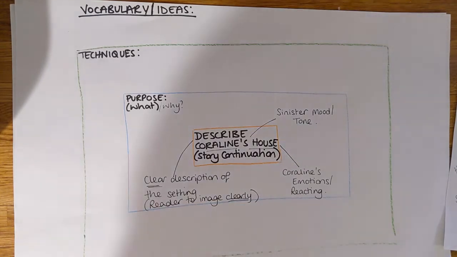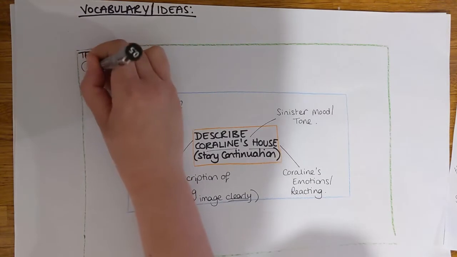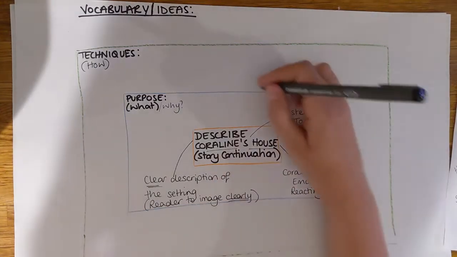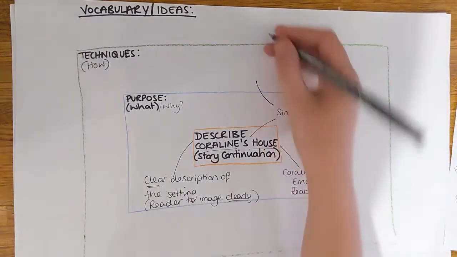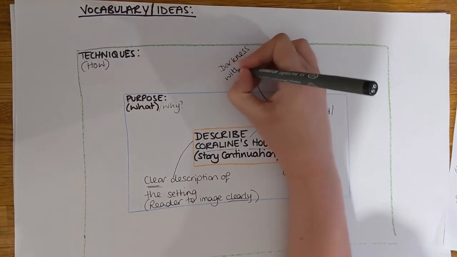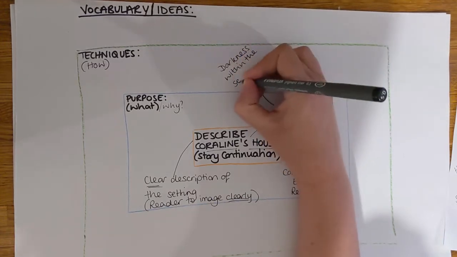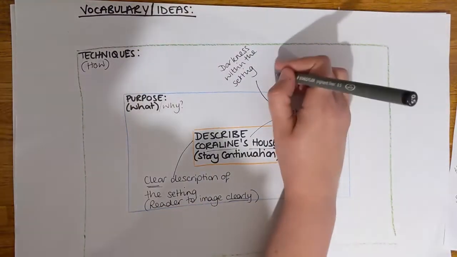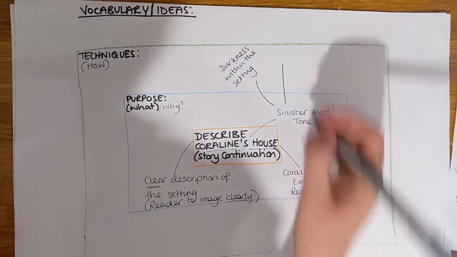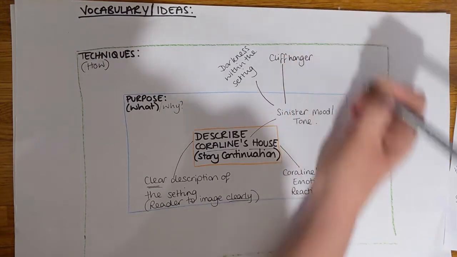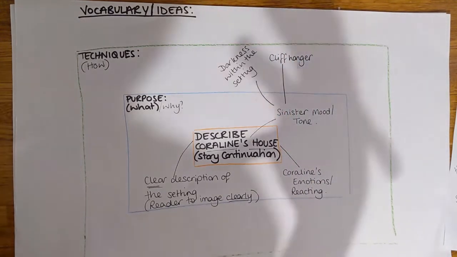The next thing is looking at techniques and thinking about how we might achieve some of these things. So if we're thinking about a sinister mood or tone, then some ways that we can create a sinister mood or tone might be to create darkness within the setting. Okay, and we'll come on to that in a minute. So I might want to create darkness within the setting. Another technique that's good at creating sinister mood or tone is a cliffhanger, isn't it? Okay, when you leave the reader on the edge of something, wanting to find out more.